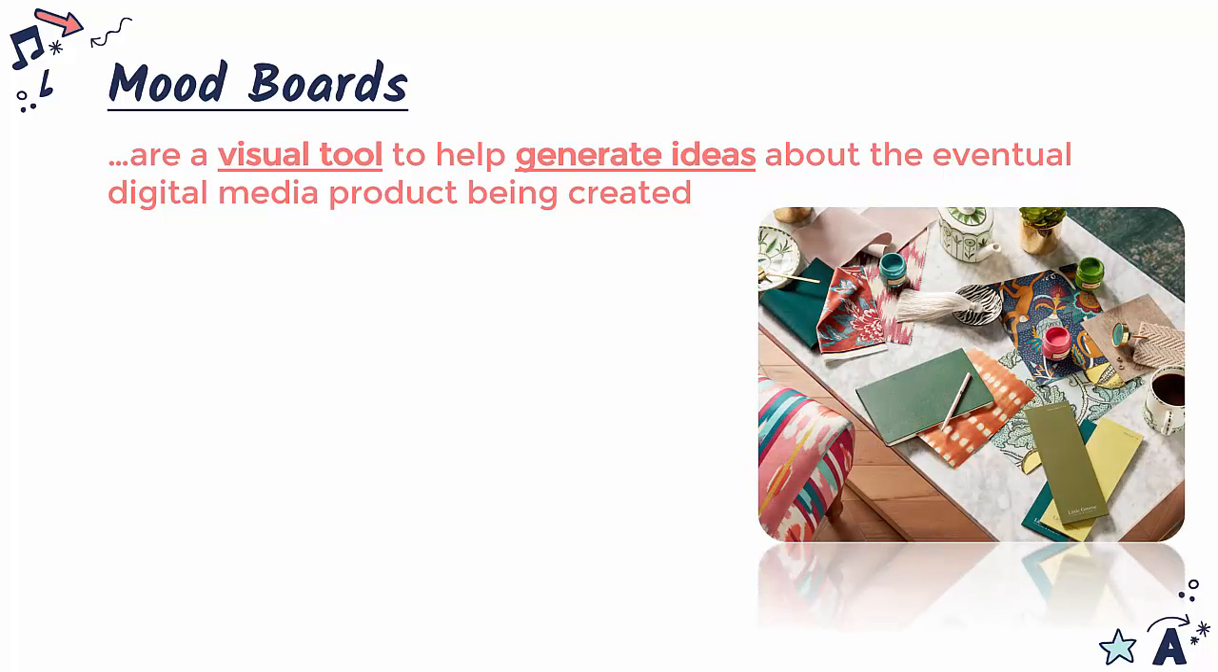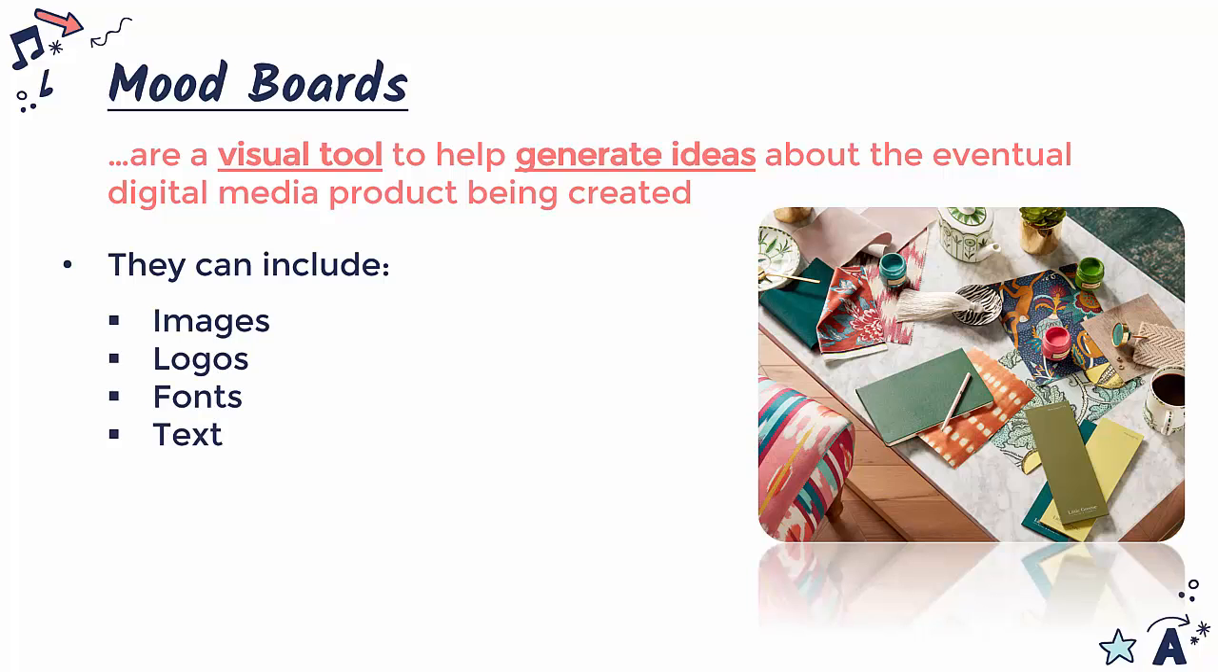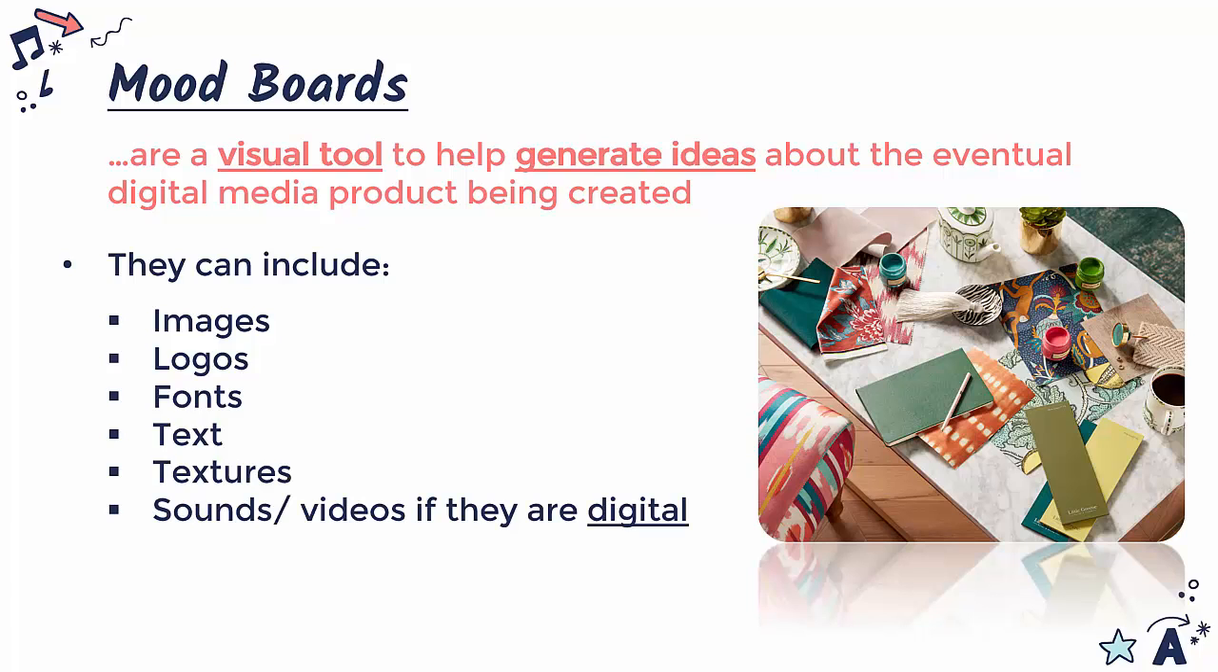Here is an example of a physical mood board. We've got different items scattered, it looks quite randomly, on this table, but we've got different textures, different colours, different items, which may give us some ideas about our product. Often a mood board will include a fairly decent mix of various items, like images, logos, fonts, text, textures, and even sound or videos if it is a digital mood board.